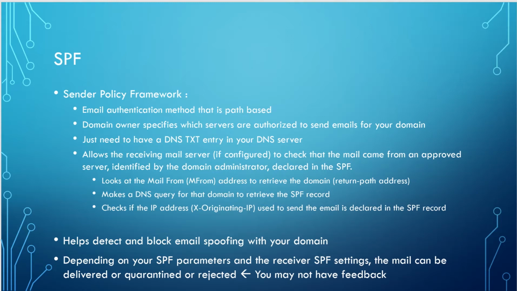You just need to have a DNS text entry in your DNS server. It allows the receiving mail server, if configured to do so, to check that the email came from an approved server identified by the domain administrator and declared in this SPF record. So the receiver is going to look at the mail from address to retrieve the domain. The mail from is the return path address or the envelope from. It's going to make a DNS query for that domain to retrieve that SPF record.